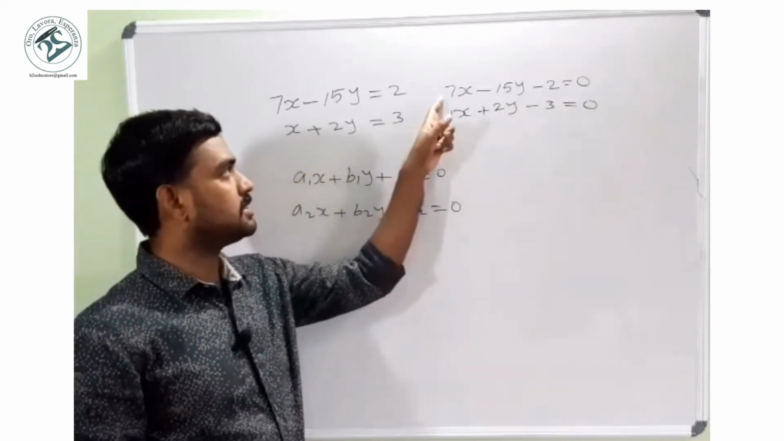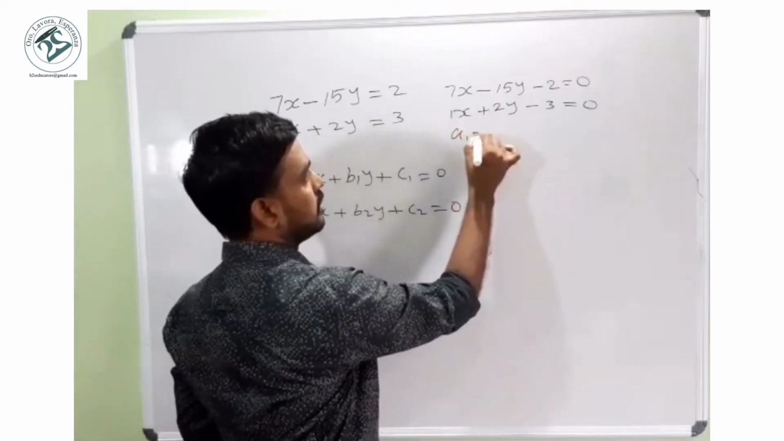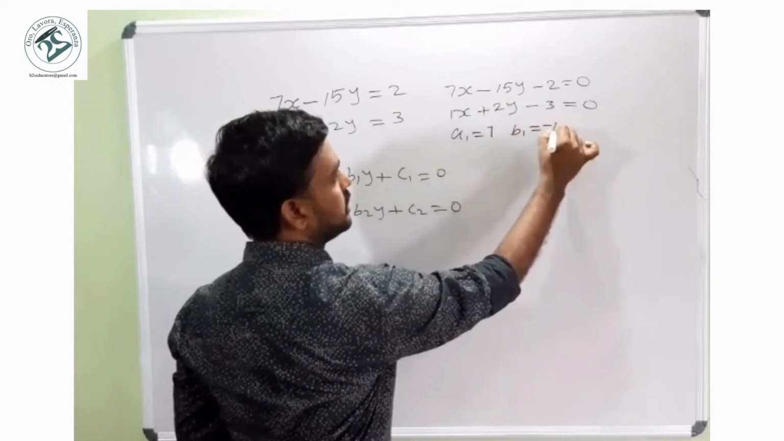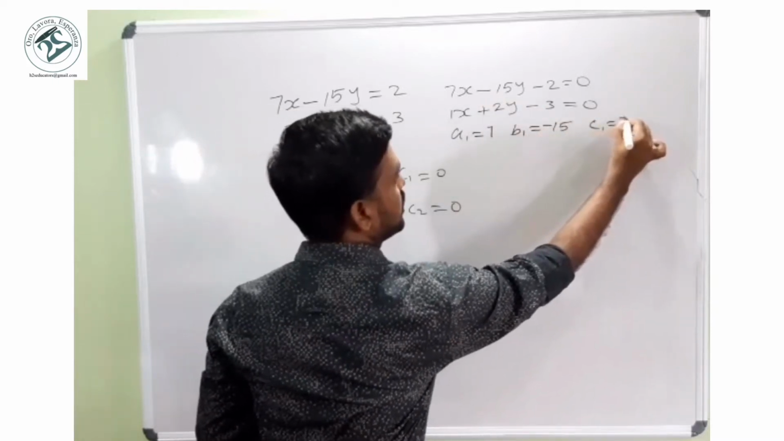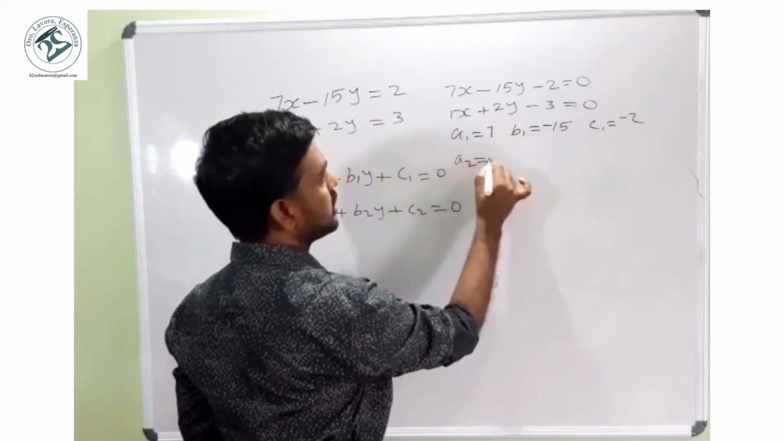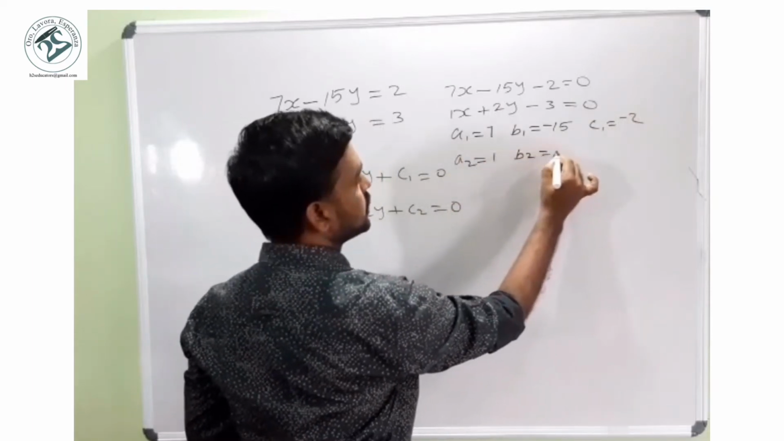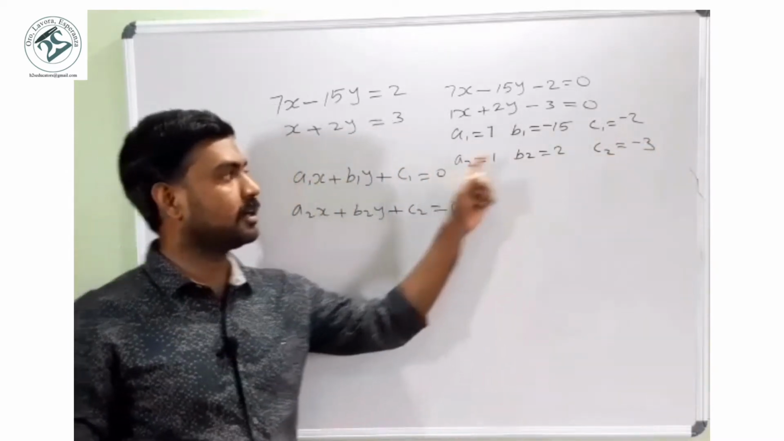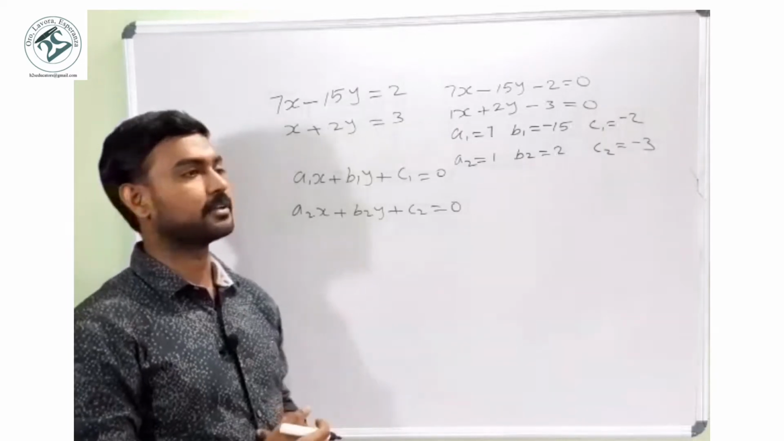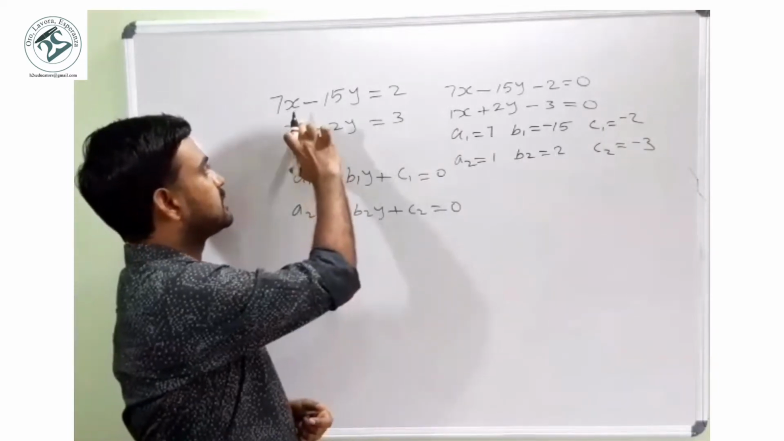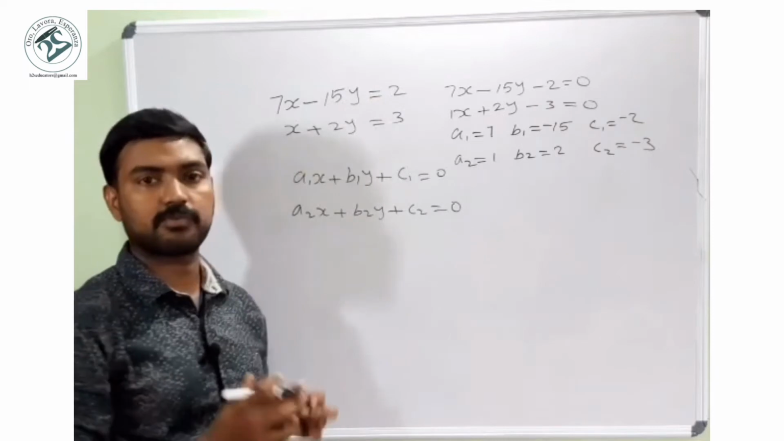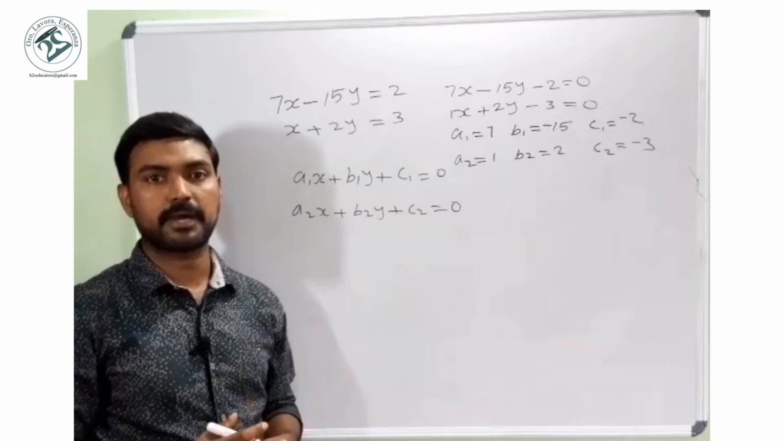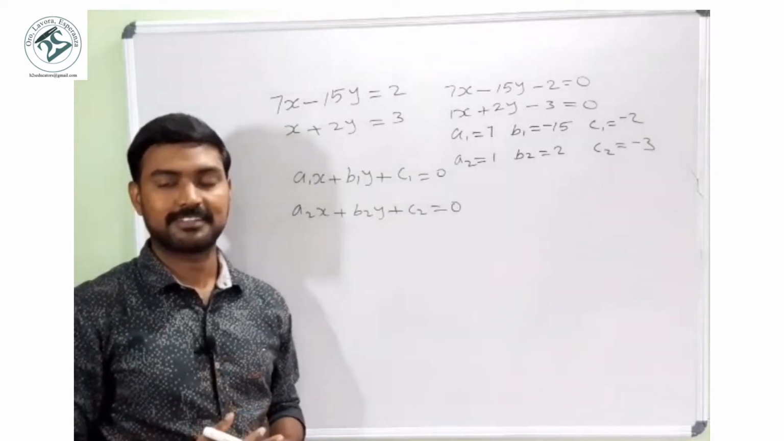So here a1 is 7 and b1 is minus 15 and c1 is minus 2. Here a2 is equal to 1, b2 is equal to 2 and c2 is equal to minus 3. These all numbers are real numbers. So this is pair of linear equations. And also the degree of x is 1, the degree of y also 1. Therefore it is linear. Now we are going to study how to solve this equation by using substitution method.